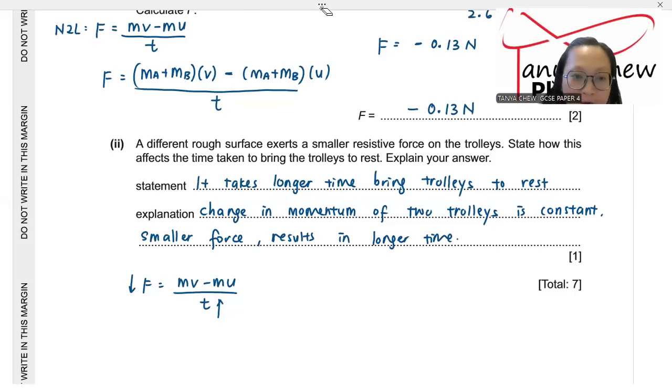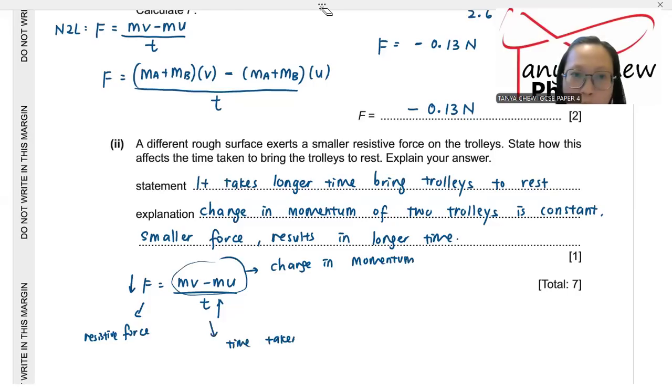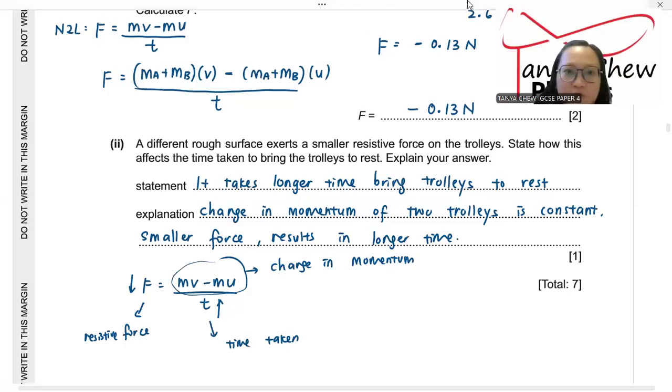You could also use the equation to explain, but you have to explain every symbol that you use, where F is the resistive force, mv minus mu represents the change in momentum, and t is the time taken. No worries if you find it hard to write a sentence. If you want to save your time, I would strongly suggest you write down the equation, but not just the equation, because you have to explain every single symbol that you use.